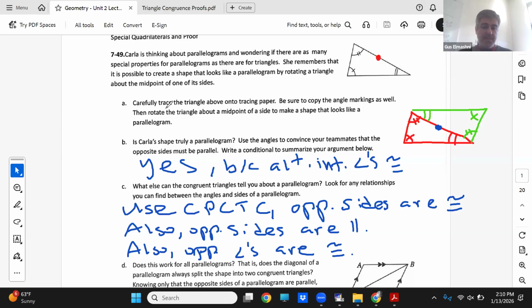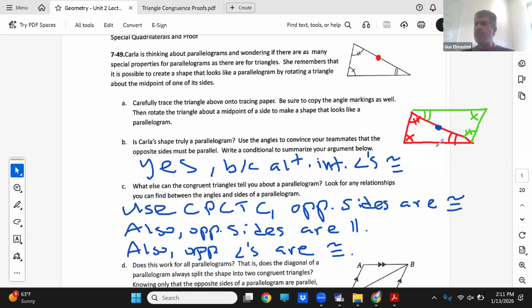And CPCTC helps us because, of course, these are the same, or these are the same, or these are the same. And if you have alternate angles congruent, then these are parallel, or these are parallel. We've got all this going on here. Okay.